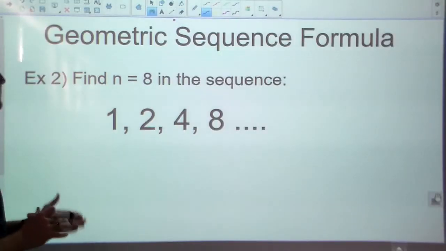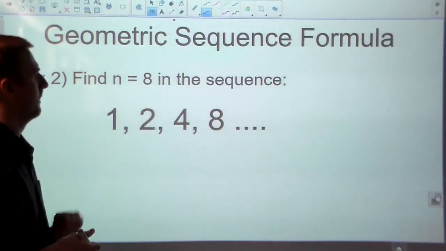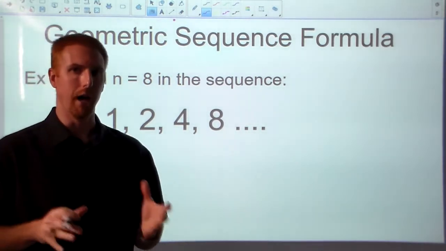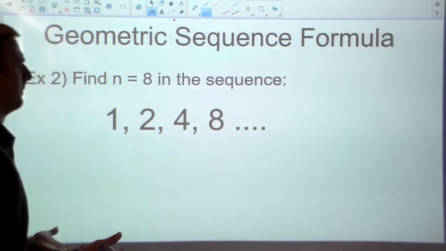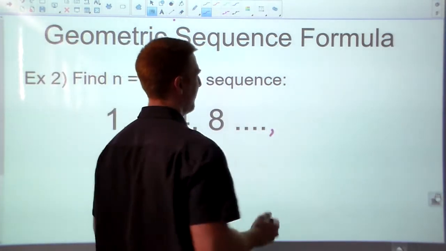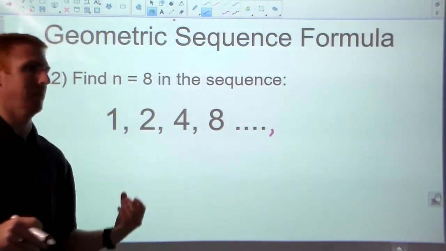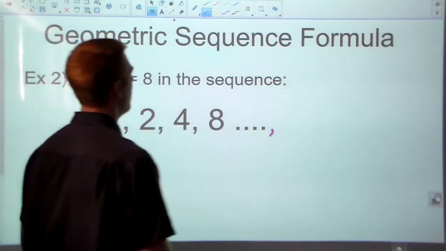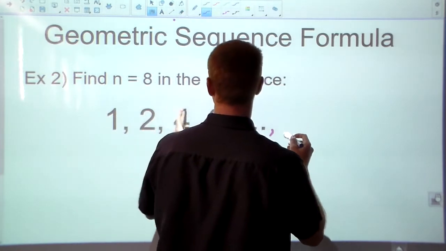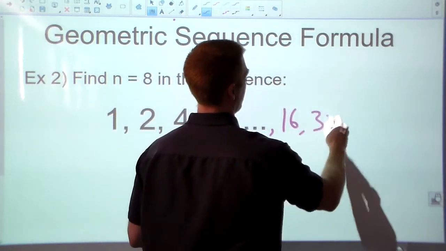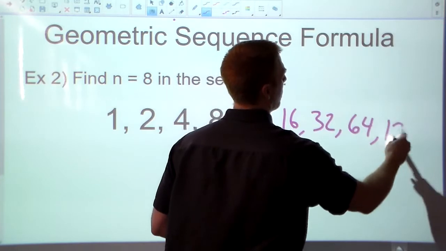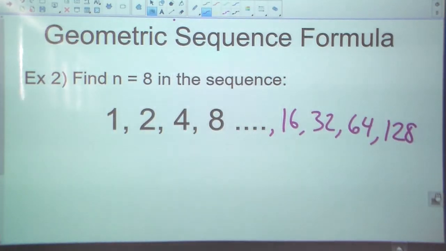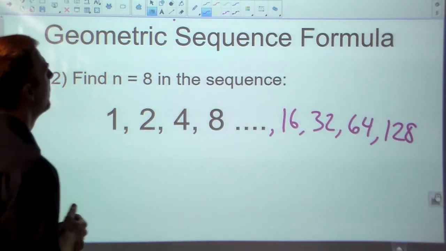Okay, so now formalizing this, we want to find the 8th term in the sequence. Now this is one I intentionally picked that you could do pretty quick without a formula. And I'm going to go ahead and do that. But if I had asked for the 100th term or something like that, we really don't want to have to list out all those terms. We want to get a formula that gets us there really quick. So we're multiplying by 2 each time. You can probably see that pattern. So 16, 32, 64, 128. And that would be the 8th term. There's 4 more. That's the 8th term. So I can get that pretty easily in this one.